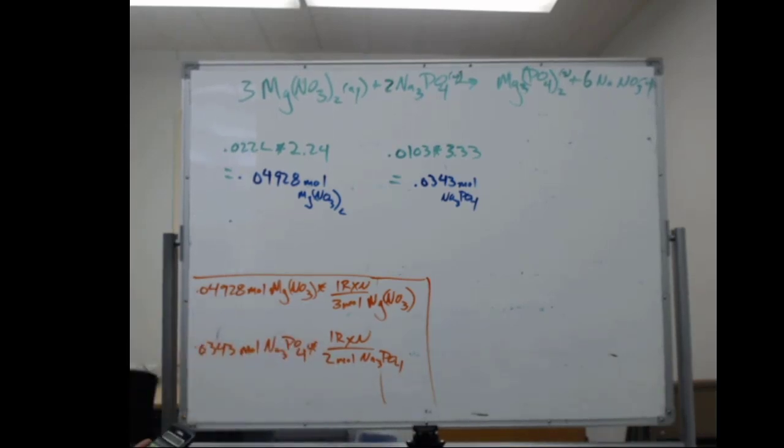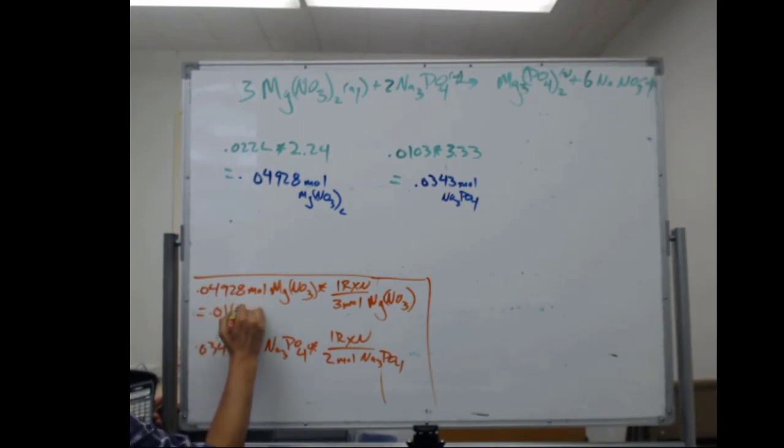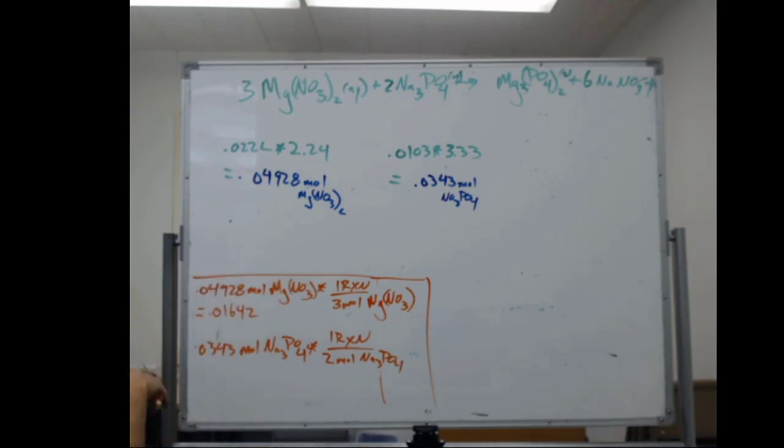So I'll do 0.04928 divided by 3. This says that I'm going to complete the reaction 0.01642 mole times, right? Times 6.02 times 10 to the 23rd. And if I do the same calculation here, 0.0343 divided by 2, 0.01715 reactions.